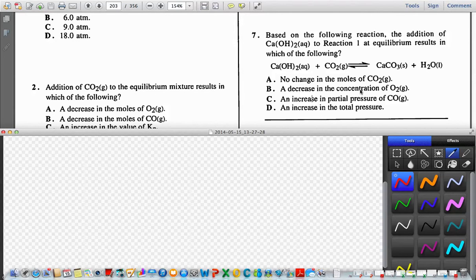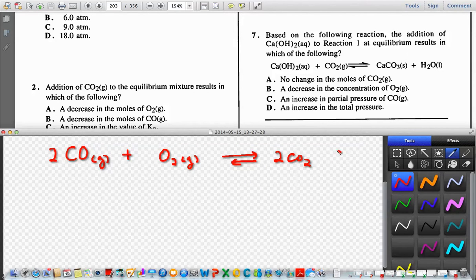What about O2? An increase in the partial pressure of CO. Oh, I see what they're saying now. Describing the calcium hydroxide. So you've got carbon monoxide plus O2 yields 2 CO2. All right.